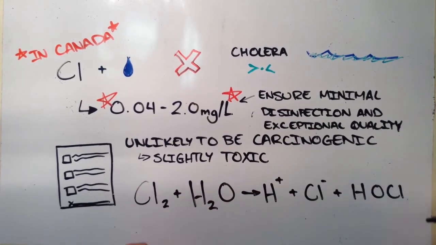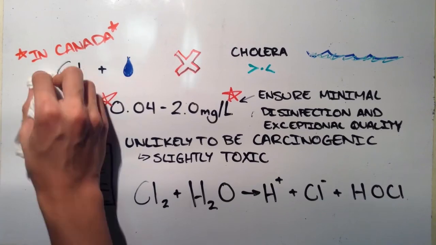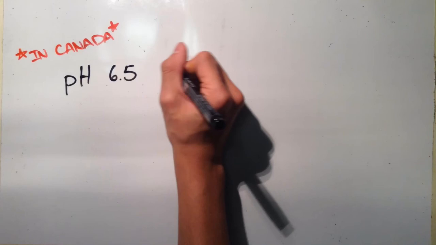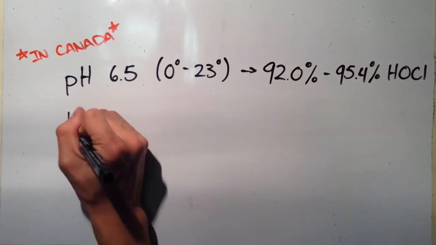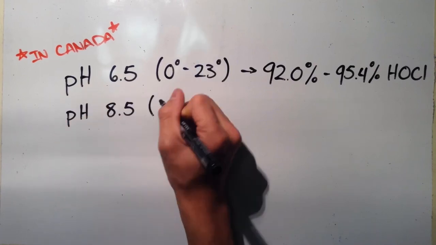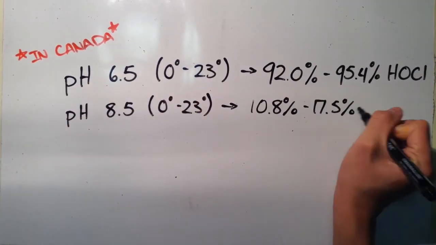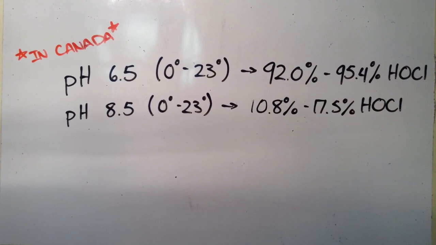When a diatomic form of chlorine is added to water, it makes hydrogen ions, chlorine ions, and hypochlorous acids. Hypochlorous acid is considered to be more effective at microbial inactivation and dominates at lower pH. By having low pH, for example, 6.5 at a temperature from 0 to 23 degrees, the aqueous solution would contain approximately 92 to 95.4% of hypochlorous acid, whereas pH of 8.5 has 10.8% to 17.5% of hypochlorous acid.